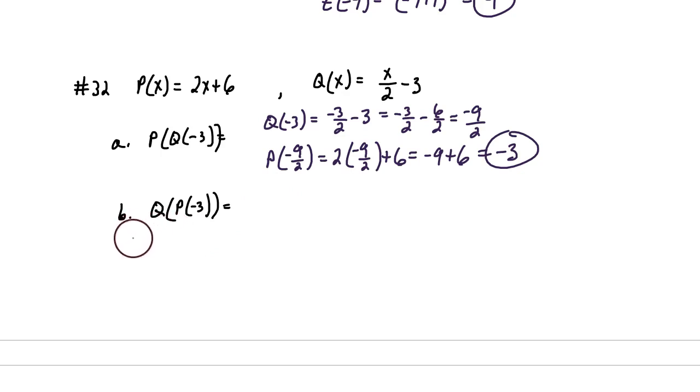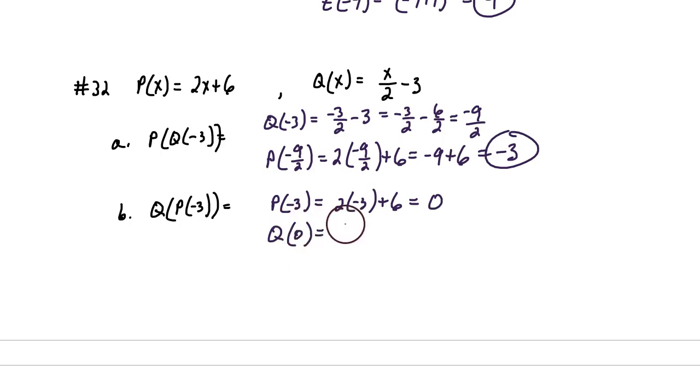Now question B, we're going to do the same thing, but in the opposite order. So let's first find p of -3. Take the rule for p and fill in -3. This happens to make 0. Now find q of 0. Fill in the 0, and then evaluate this answer. It turns out to be -3.